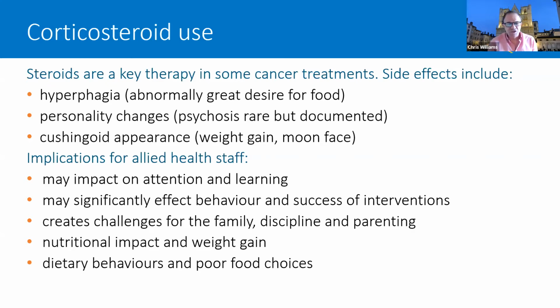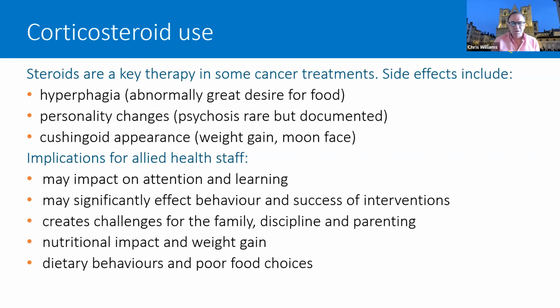Having said that, they do have a pretty decent side effect profile. And one of the things we see a lot is hyperphagia, which is that abnormally great desire to eat a lot. So kids on high dose steroids may gain a lot of weight and want to eat a lot. They can have personality changes, which can be very hard in the toddler age group. Psychosis is rare, but has been documented to the point of severe personality changes.